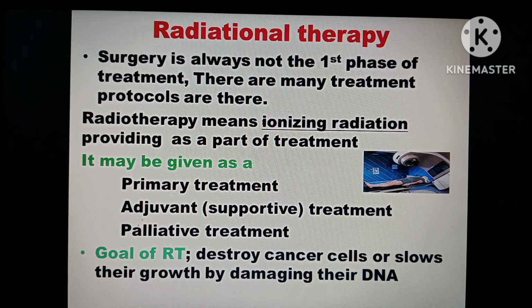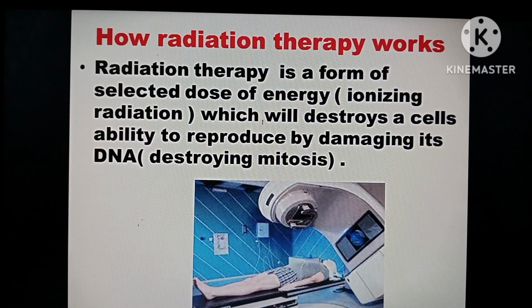Okay, what is the main goal of radiation therapy? The goal of radiation therapy is to destroy cancer cells or slow their growth by damaging their DNA. When DNA is damaged, what happens? The reproduction process, meaning the multiplication process, will not take place fast or will not take place. So at least the burden of cancer cells will be reduced.